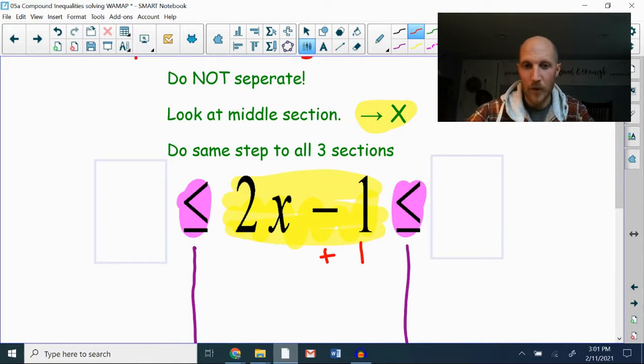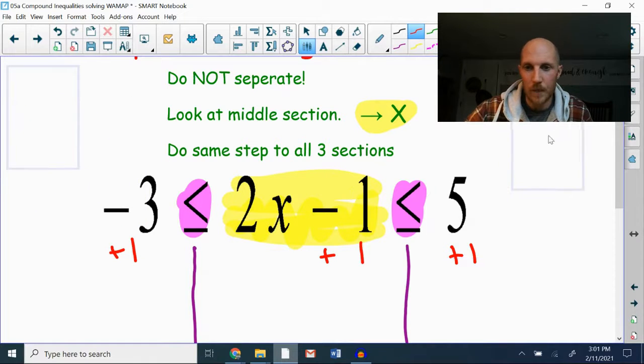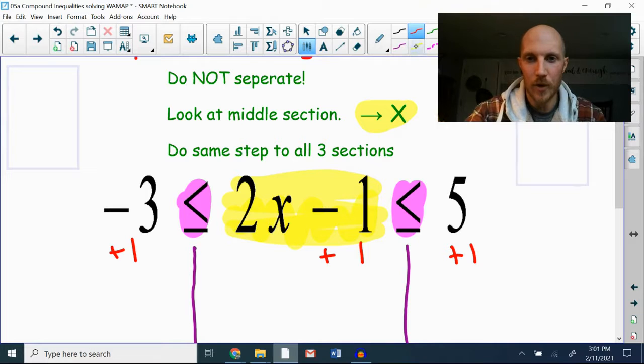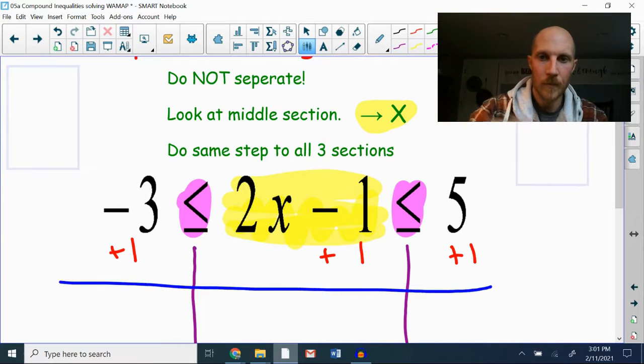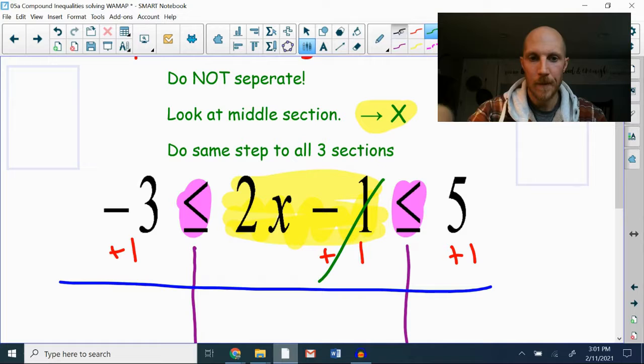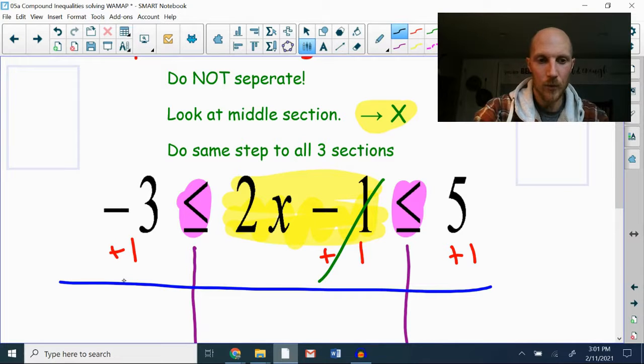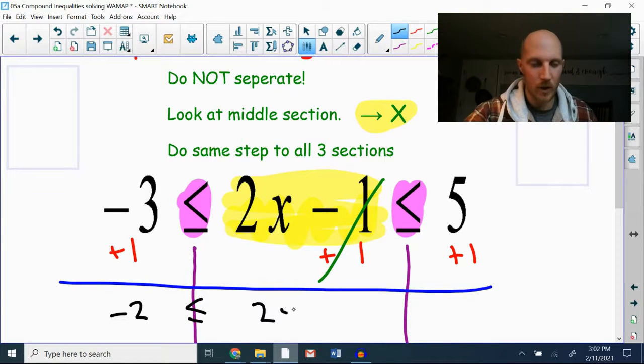So I'm looking in the middle to figure out what my step is, but now I'm going to have to do that step to all 3 parts. So now I am ready to move these things back out of the way so that I can actually do the problem with the numbers that are in here. All right, so these cancel. So let's start at the left side. -3 plus 1, that's -2. This next inequality symbol is not going to change. The 2x is going to come down. The next inequality symbol, I was loud, sorry about that. Next inequality symbol stays the same, and then 5 plus 1 is 6.